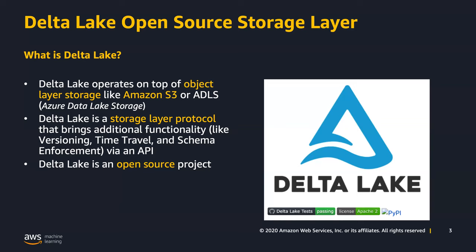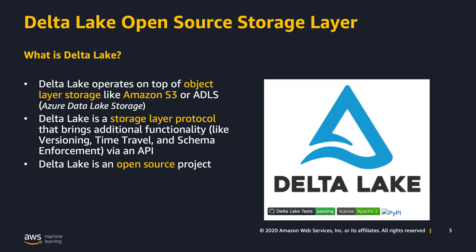different from a file system. So it's object layer. Delta Lake then provides functionality on top of that. It's called a storage layer protocol, and it brings additional functionality. Some of the more popular features include versioning of data, time travel, schema enforcement, et cetera.